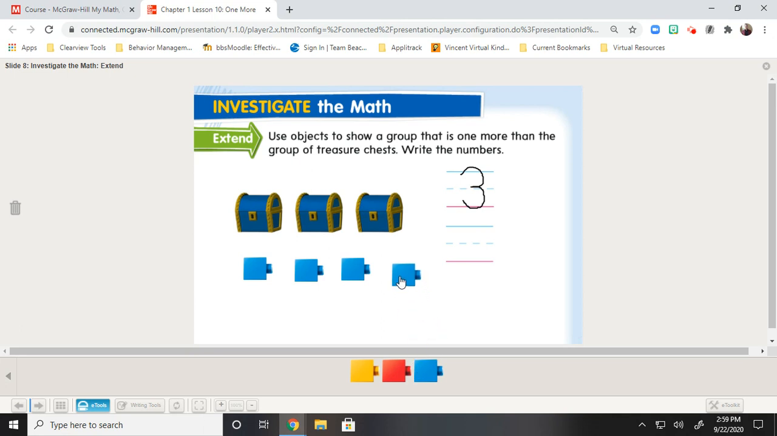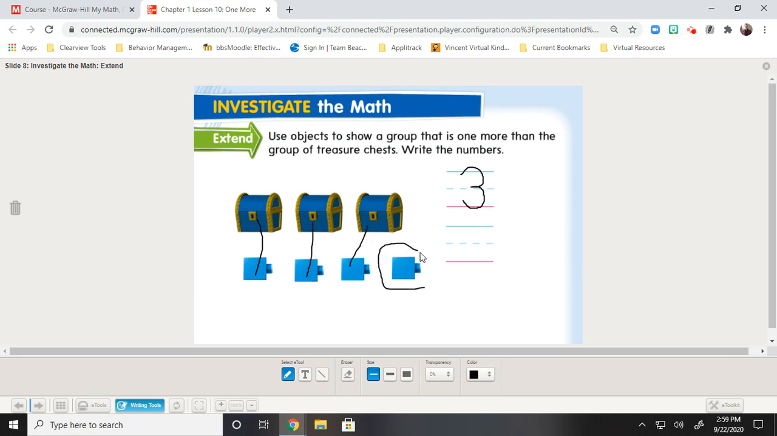So I'm going to put one more. And if I draw to compare, 1, 2, 3, this extra cube makes 4. Down across and cut it in half. I am number 4. Man, we are really doing some great work here with adding one more.